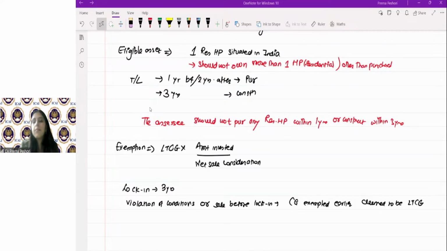Are we clear? Any questions so far? Yes, section 54B is for the individual, HUF. Yes.